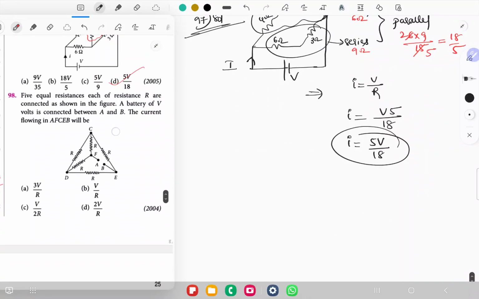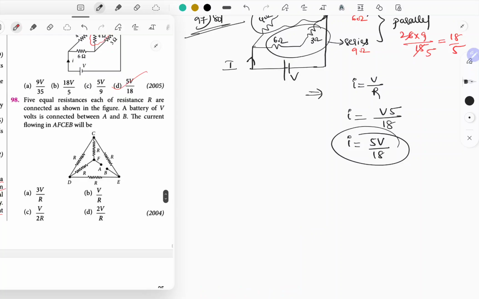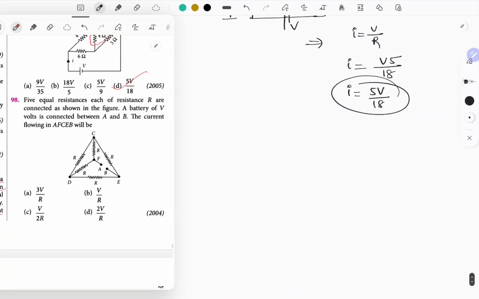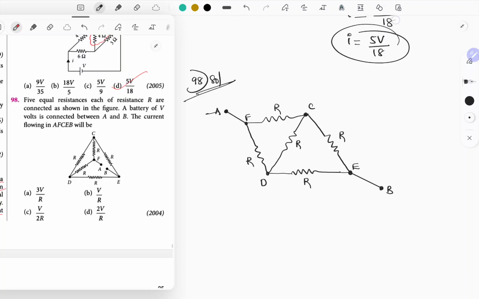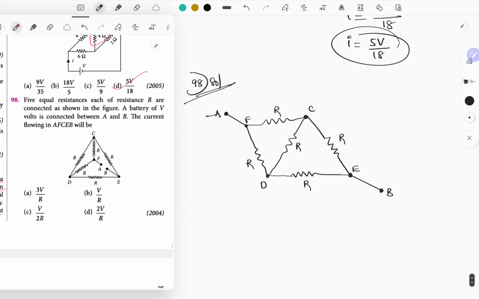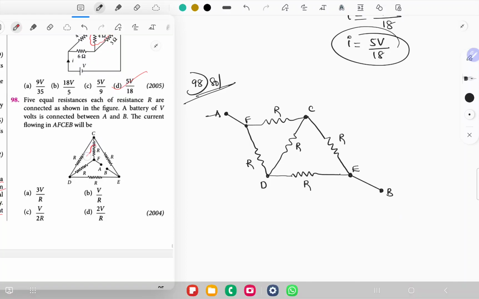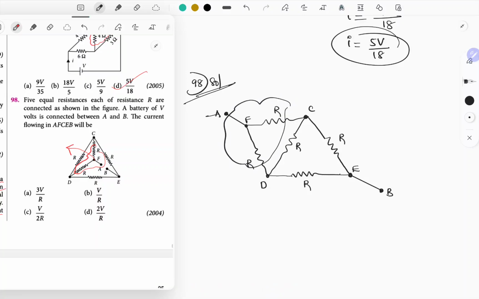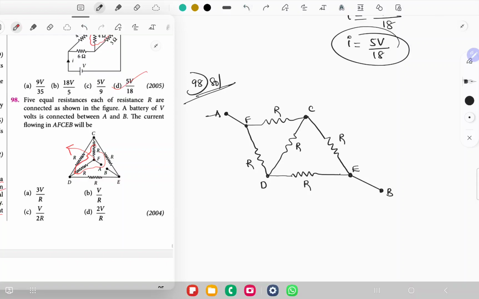Next, let's solve question number 98. I am going to redraw this question's circuit like this. Just observe the circuit, guys. How did I redraw it? I just removed this part, adjusted it to here, and flipped it. Just open that circuit. So observe this network. That's all, and I'm observing it over there.